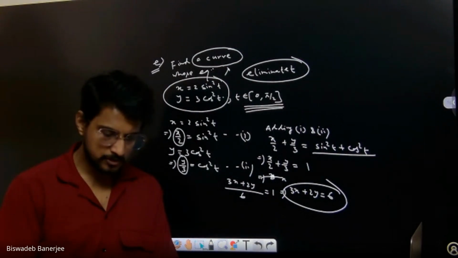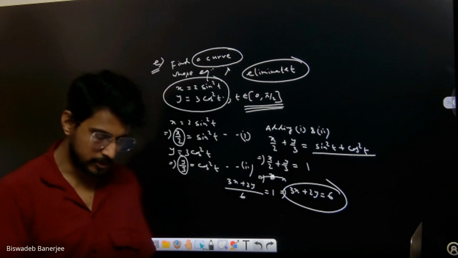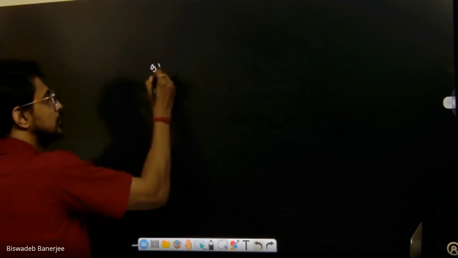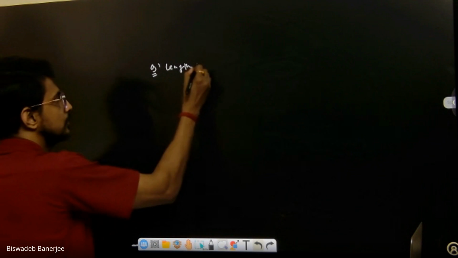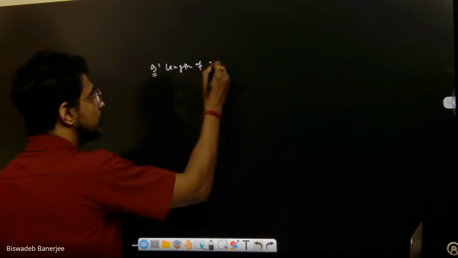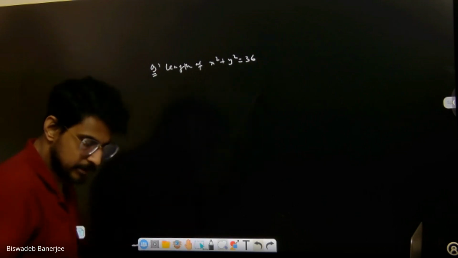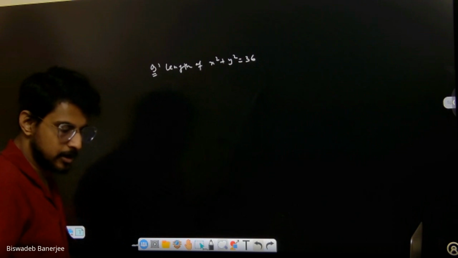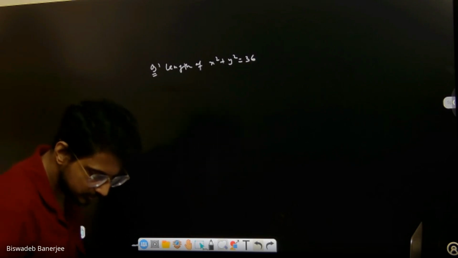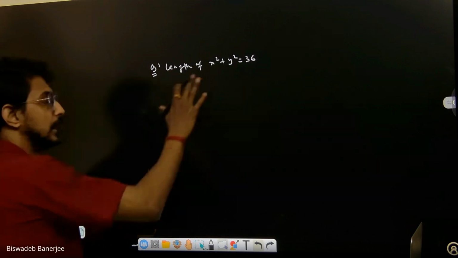Next question. The next question is also easy. My next question is you have to find out the length of the curve: length of x square plus y square is equal to 36. Length of the curve, length of the circumference. Let me check the question. Yes, it is the length of the circumference.